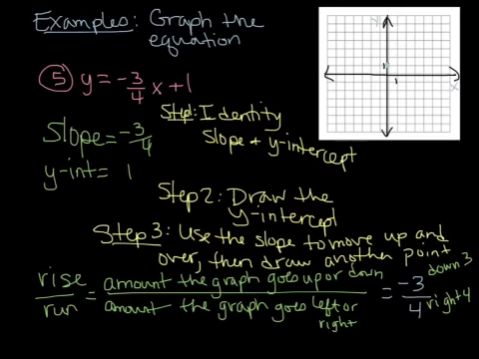I'm going to count down 1, 2, 3. Notice how I counted my origin, which is 0, 0, as I did it. From there, once I get there, I'm going to go over to the right 1, 2, 3, 4. My new point is going to be down here. So I started at my intercept, which was at 1. I went down 3 spaces and to the right 4 spaces. Then I drew my next point.